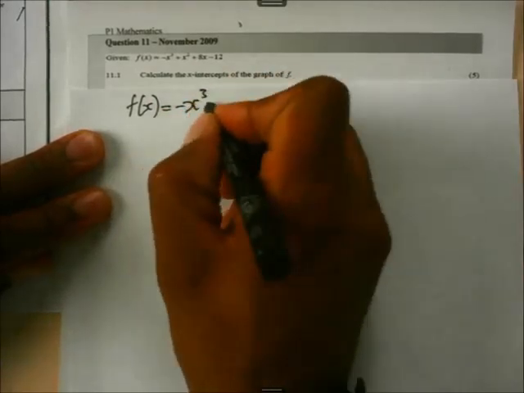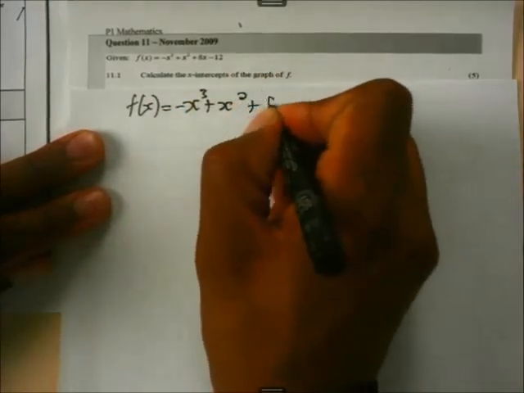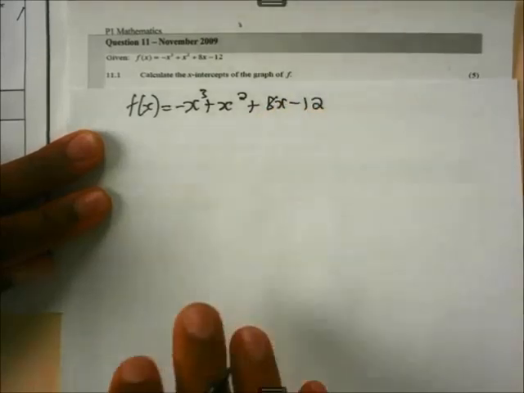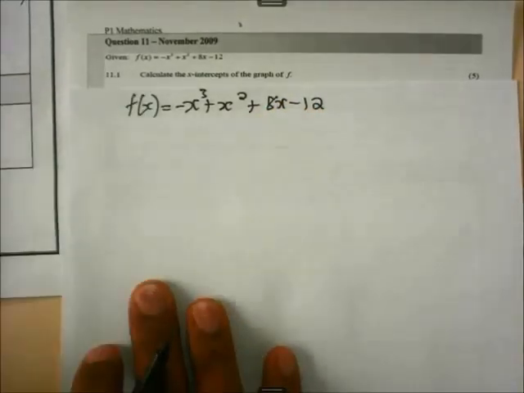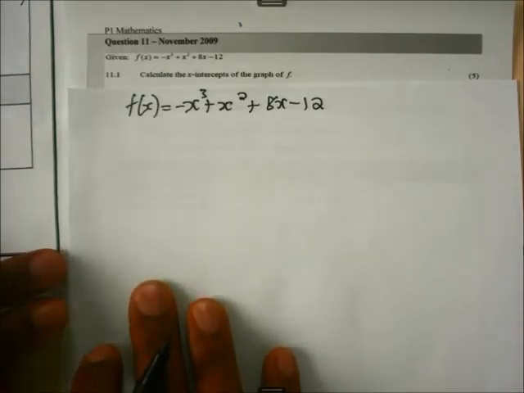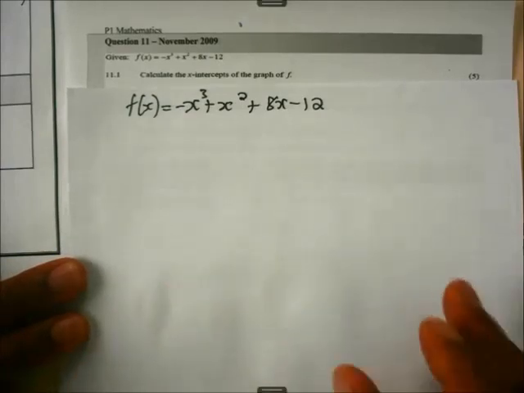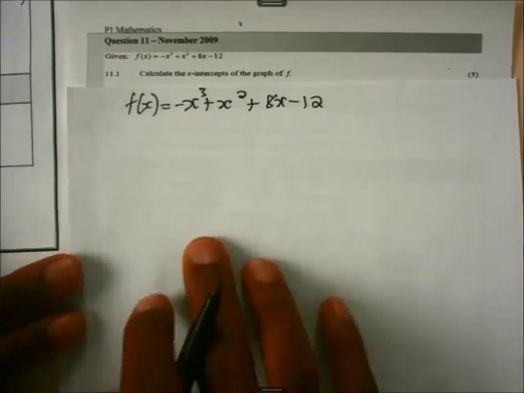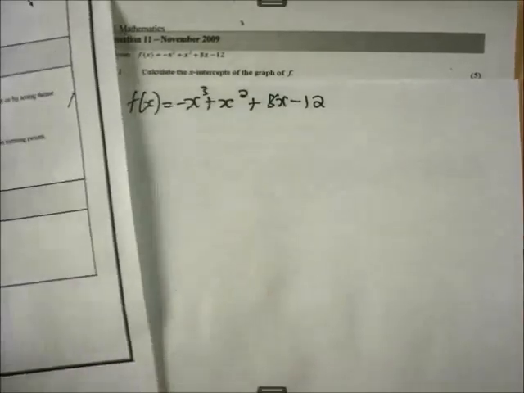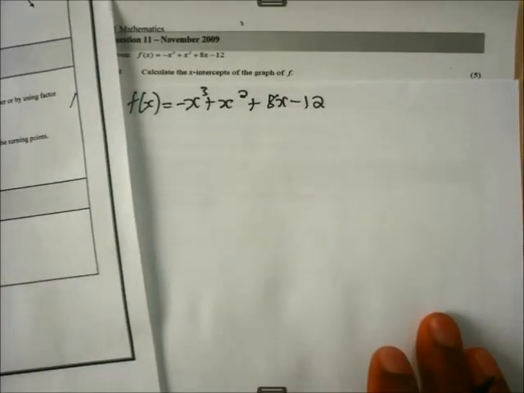We are given that f of x is equal to minus x to the power of 3 plus x squared plus 8x minus 12. That is f of x is equal to minus x to the power of 3 plus x squared plus 8x minus 12. Of course, boys and girls, the first question there, they are saying we must calculate the x-intercept of the graph of f. Boys and girls, now I told you here, what is it that you must do when you determine the intercepts.